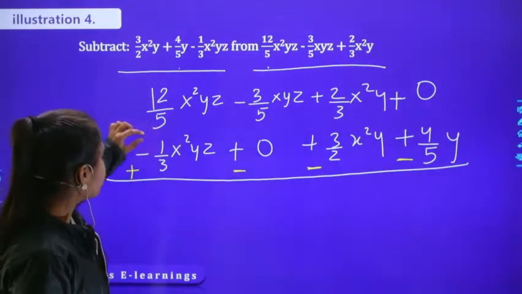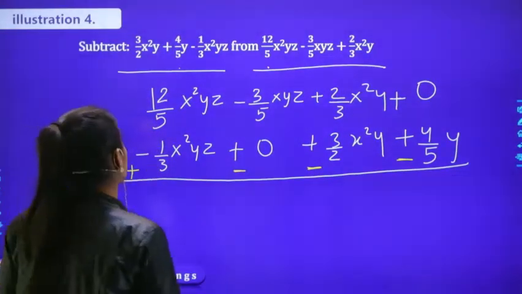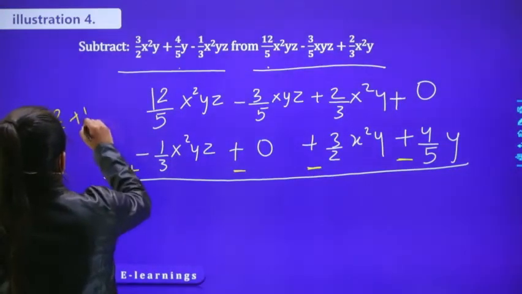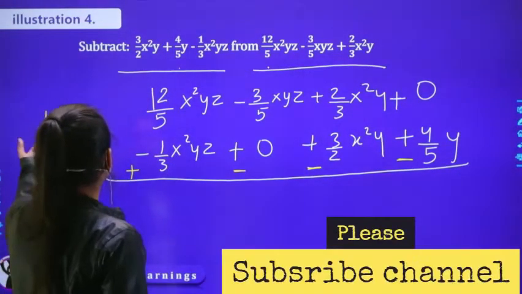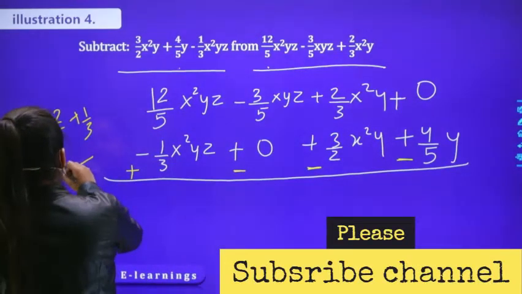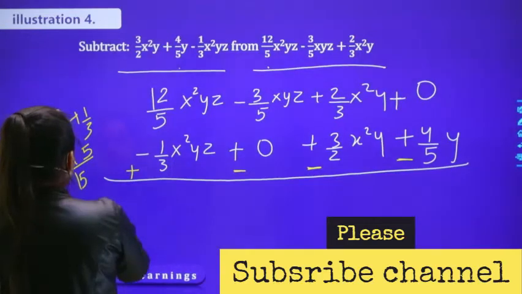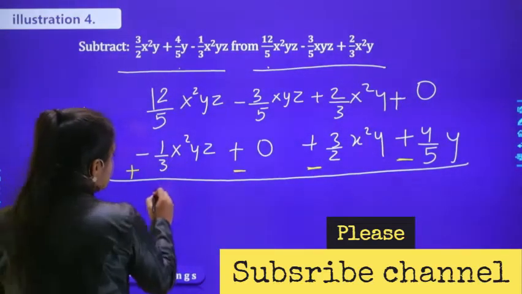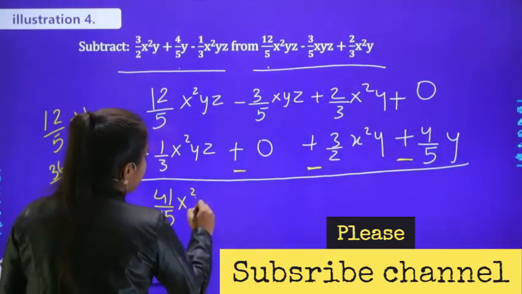12 upon 5 plus 1 upon 3. So how will I take out? It is 15 is LCM. Then we have 3, 12 3s are 36 plus 5, it will be 41 upon 15. So the answer for this will be 41 upon 15 x square y z.